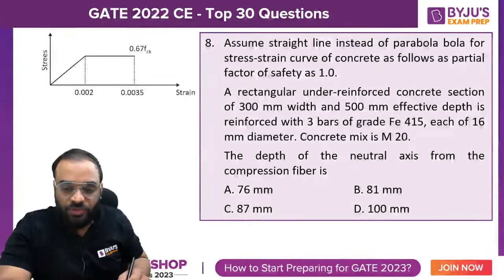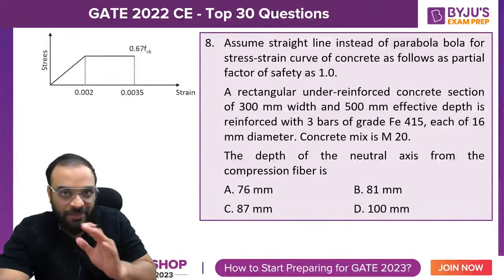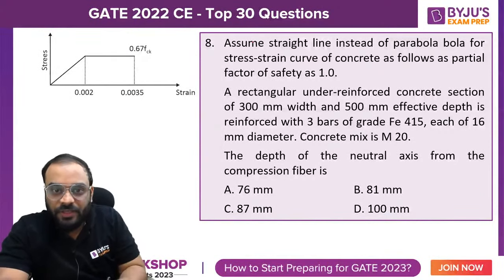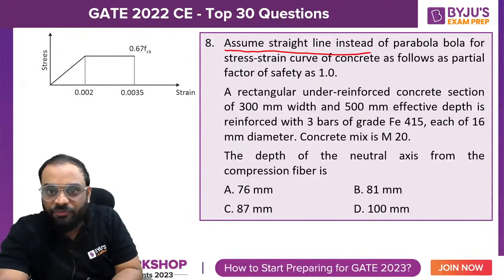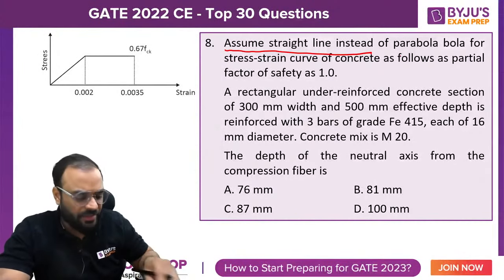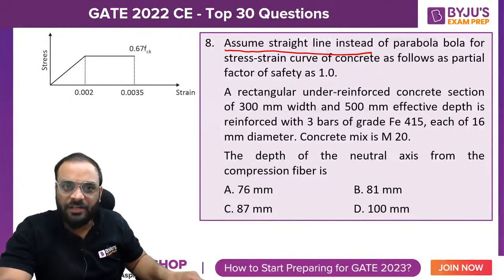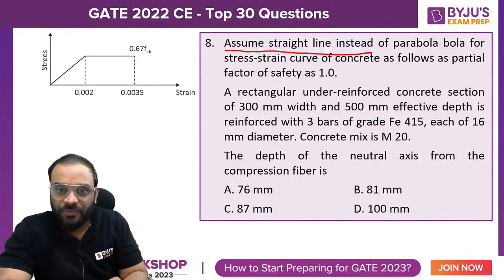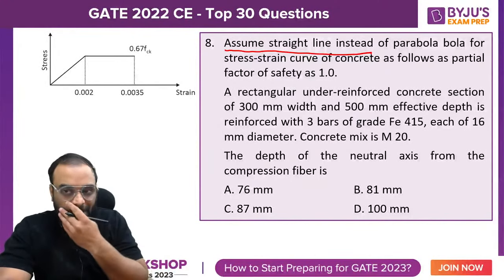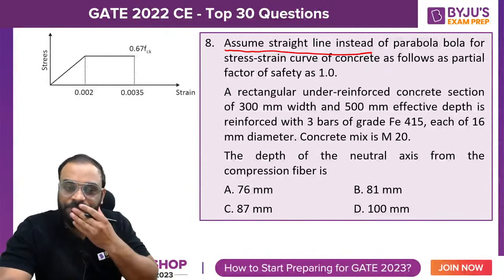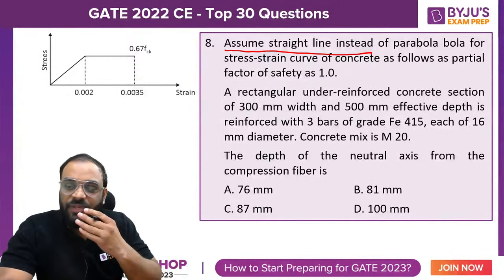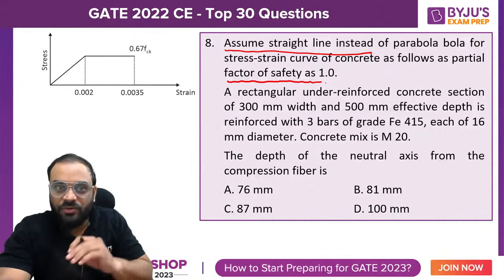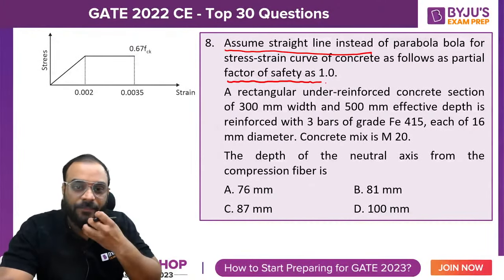I'm also solving, right? So let me read the question first so that you can understand it. Now, assuming a straight line instead of parabola. Generally, we consider a parabolic and a rectangular part, right? But in this case, we are considering a straight line instead of the parabolic portion in the stress block parameter. As well as we are considering the partial factor of safety as 1.